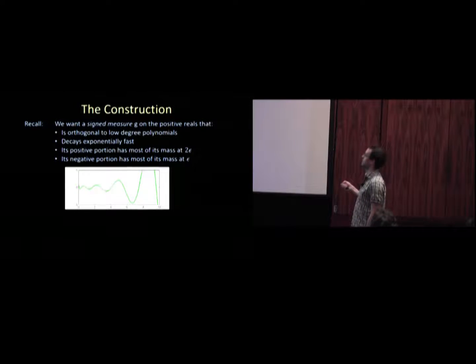So I don't think I really want to dwell on this, but okay, so we want to get an orthogonal polynomial. Sorry, we want to get a sign measure that's orthogonal to low degree polynomials, and that decays exponentially fast, and has most of its positive portion here, most of its negative portion here. So we take a Laguerre polynomial. This is the sign measure that results from this Laguerre polynomial. So okay, goes up a bit, it goes down a bit.